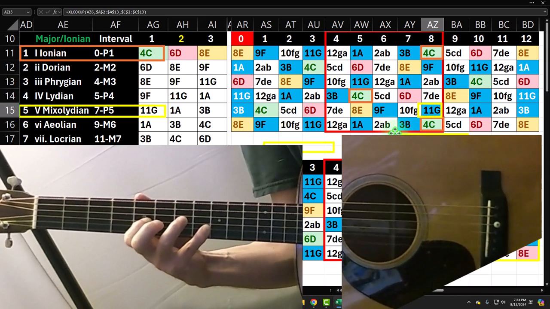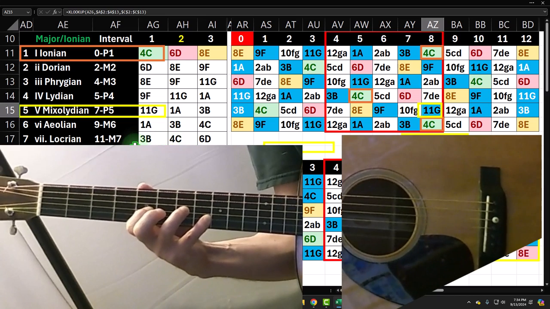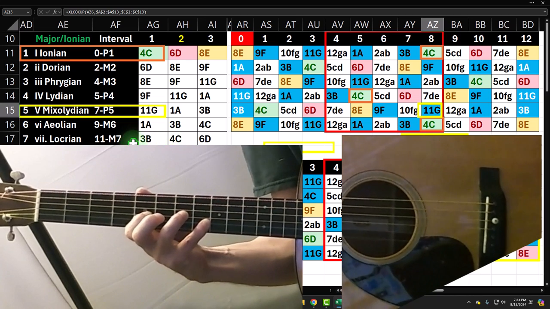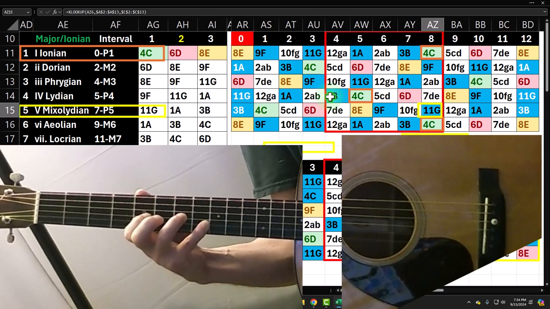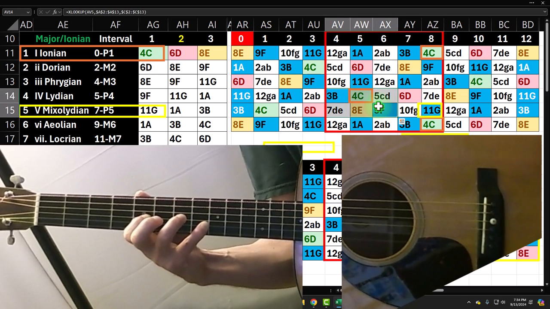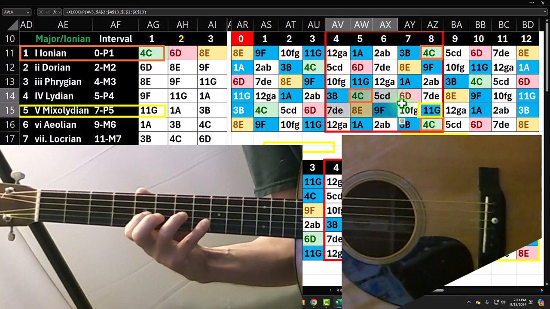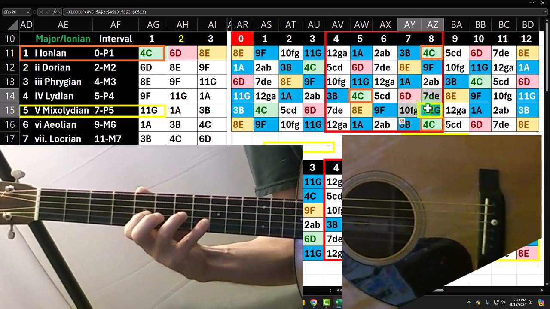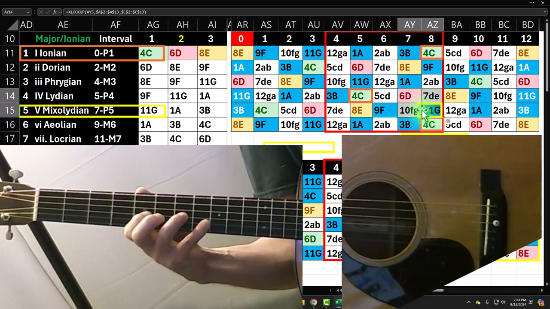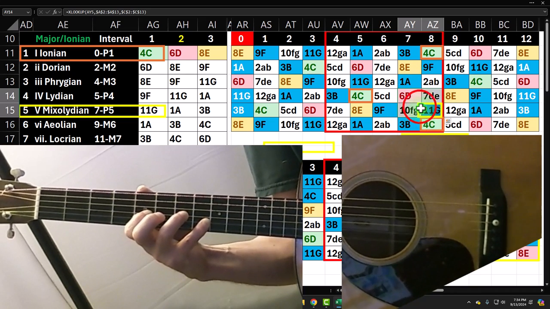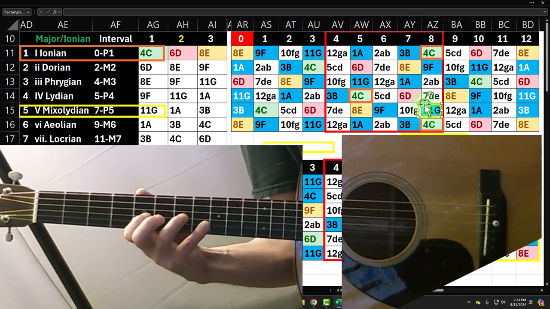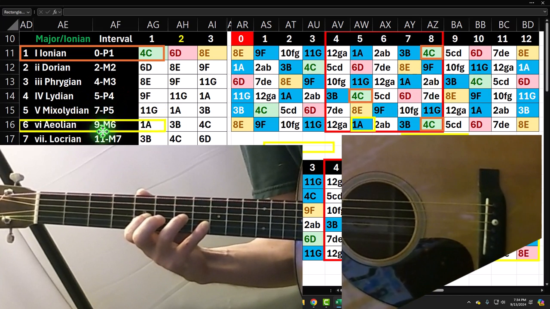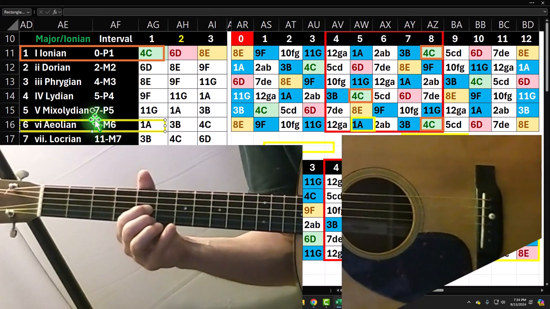The fifth of the major scale, Ionian, mode number 1, is the fifth mode, Mixolydian, which is a major mode but doesn't hang out in the penthouse because it likes to chill with the people that share the flat 7. Therefore, right now it's hanging out with the Dorian mode, a minor mode over here.